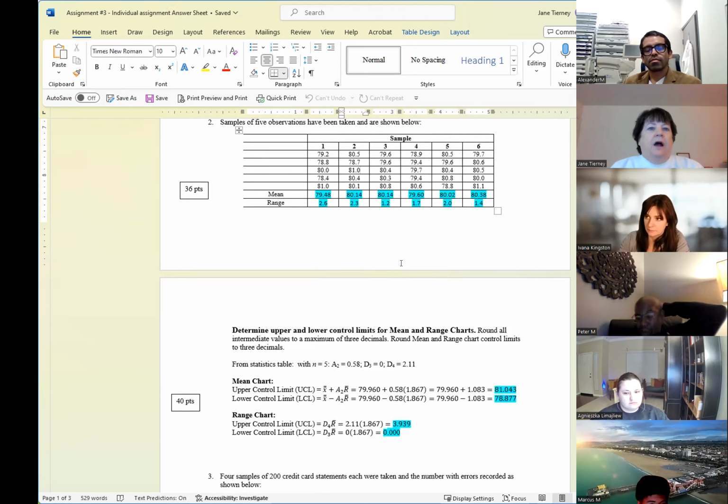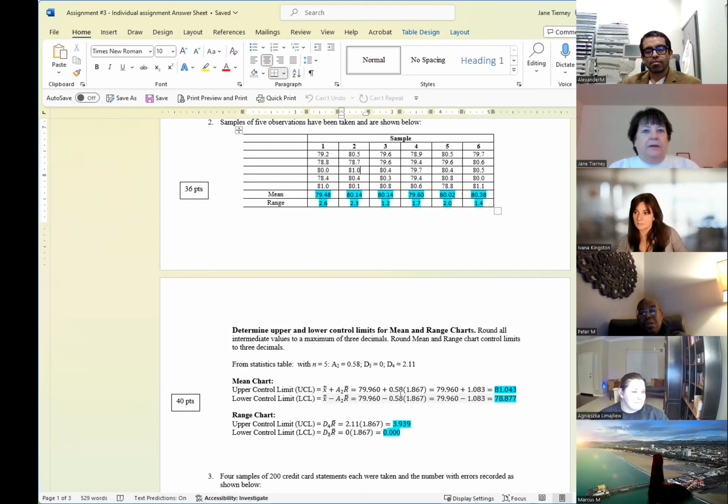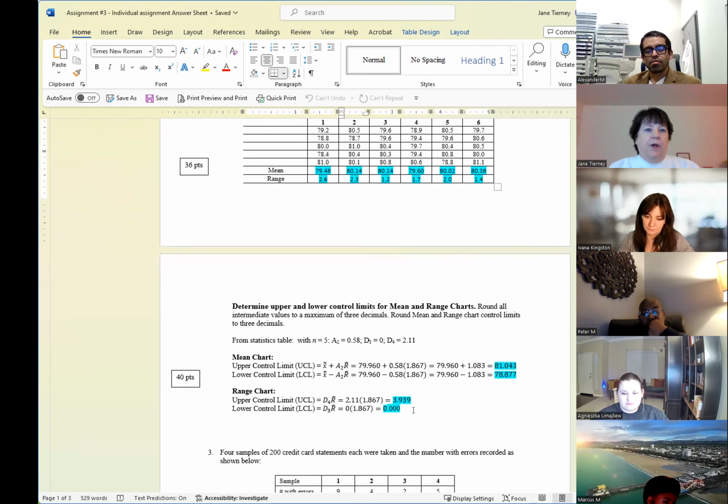So we use that number. Our A2 is 0.58, and we're going to multiply that times our R bar, which, again, these are the ranges. We take the average of the 2.6 plus 2.3 plus 1.2 plus 1.7 plus 2 plus 1.4. That average is going to be 1.867. So we take the 0.58, the A2 given factor, times the 1.867. We add that to the X double bar to get the upper control limit. We subtract it from the X double bar to get the lower control limit. So we end up with 81.04 and 78.87.